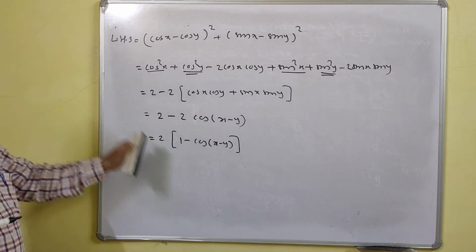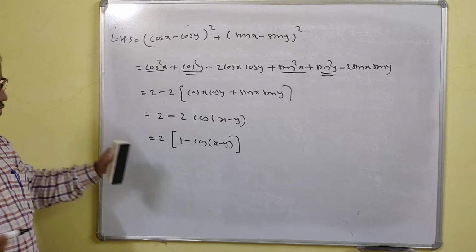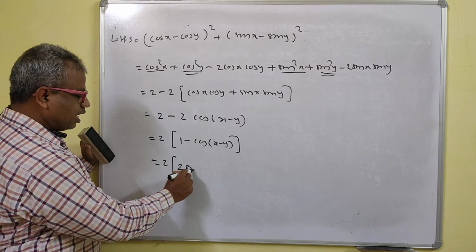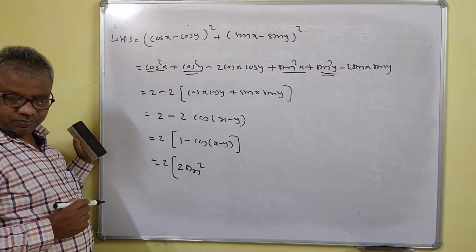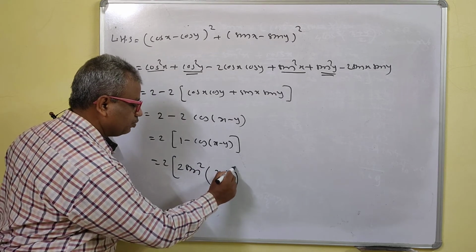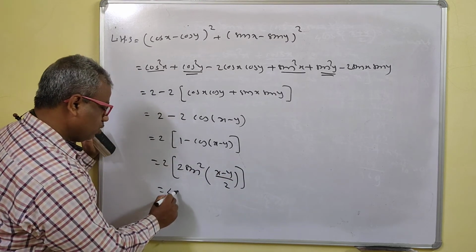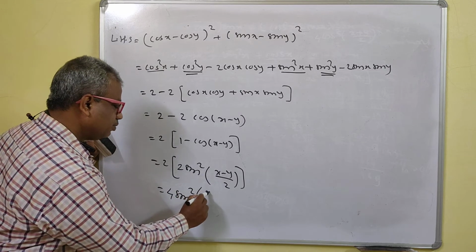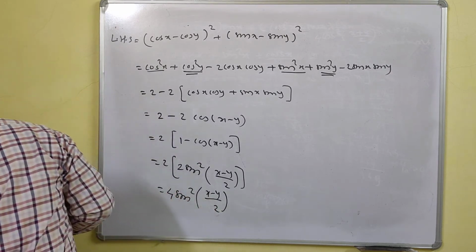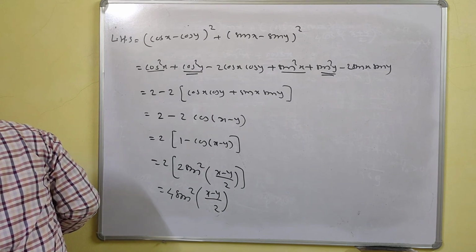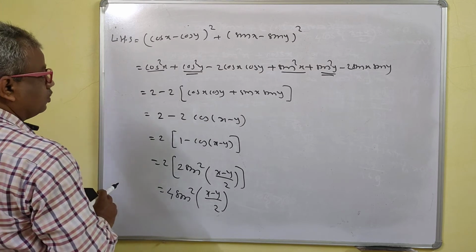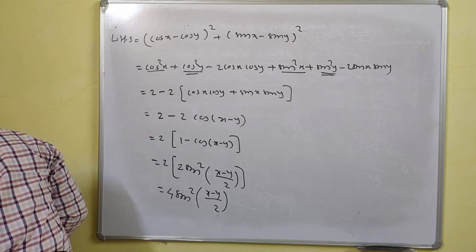Now 1 minus cos is there. So how do we write this? If 1 minus cos is there, just write 2 sin square, and take the half of the angle. This is x minus y upon 2. So this is 4 sin square x minus y upon 2. What do you want in the RHS? Cos square. So something is wrong.